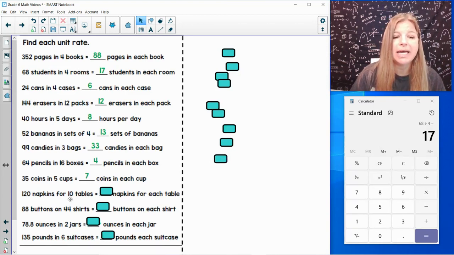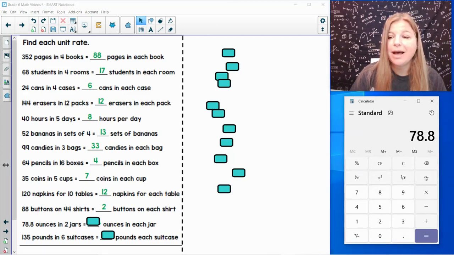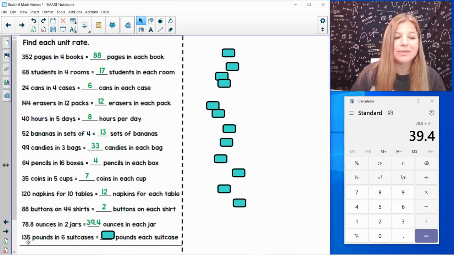120 napkins for 10 tables would be 12 napkins for each table. 88 buttons on 44 shirts. 88 divided by 44 means there's 2 buttons on each shirt. 78.8 ounces in 2 jars. So I'm going to go ahead and show you that I'm going to use my calculator for this one. And we end up getting 39.4 ounces in each jar. And then the last one, 135 pounds in 6 suitcases. So 135 divided by 6. And we are left with 22.5 pounds in each suitcase.